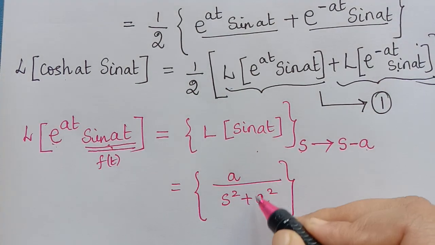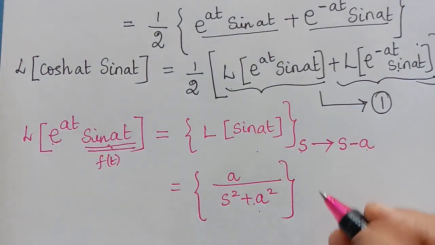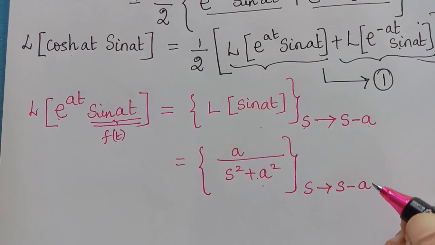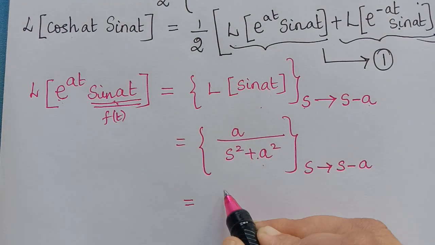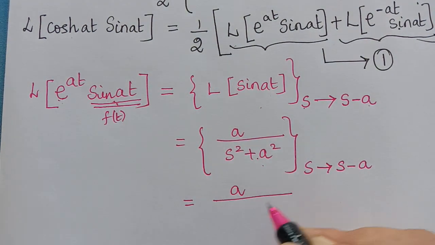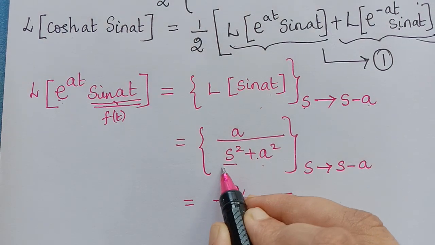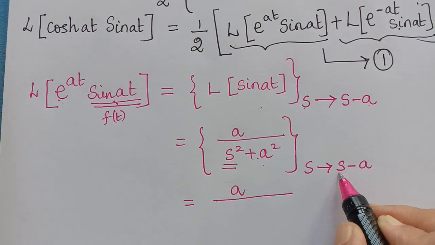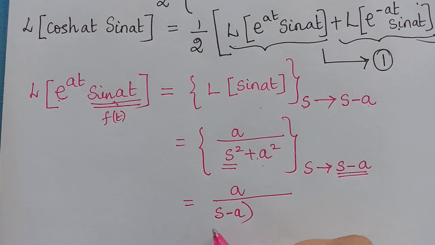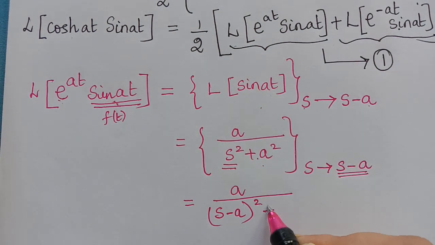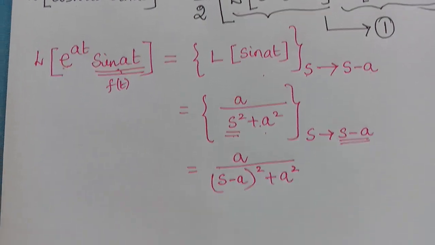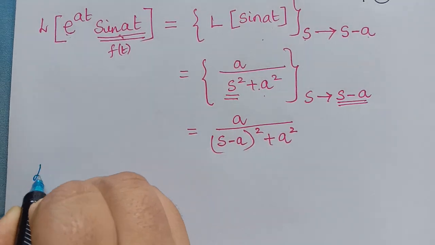So this is the answer for this. In this we have to replace s by s minus a, which is equal to, after replacement you can remove the curly brackets, a divided by, now here we have s square, so it has to be replaced as s minus a the whole square, plus a square. In a similar way, we have to find the Laplace transform of the second term.